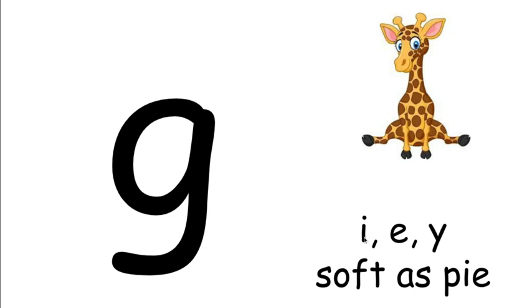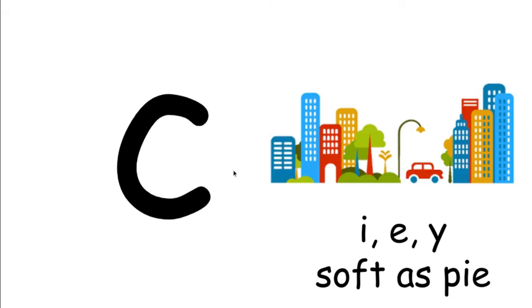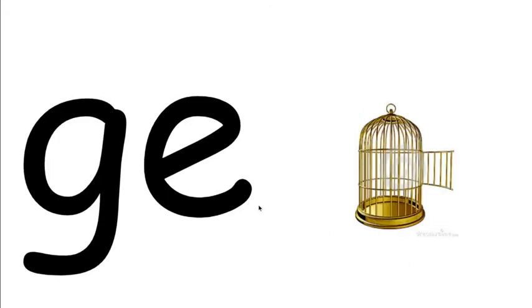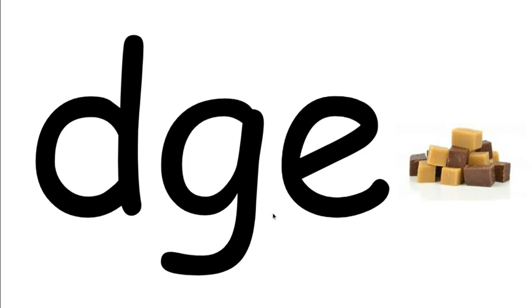G, when it's followed by I or E or Y, it makes its soft sound J. So we say I-E-Y, soft as pie. J. S, that's C's soft sound when it's followed by I or E or Y. I-E-Y, soft as pie. J.